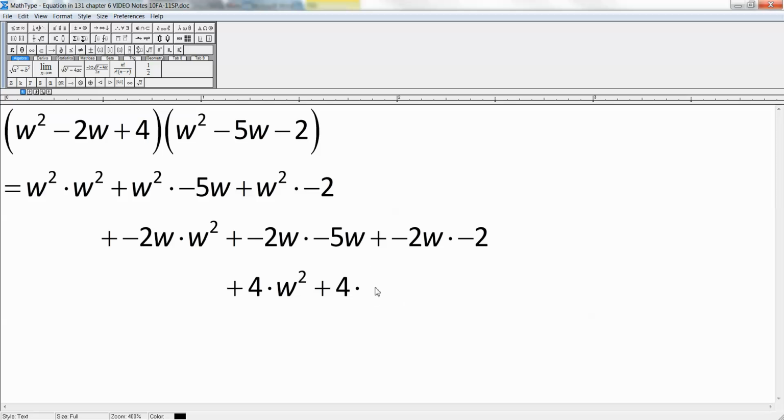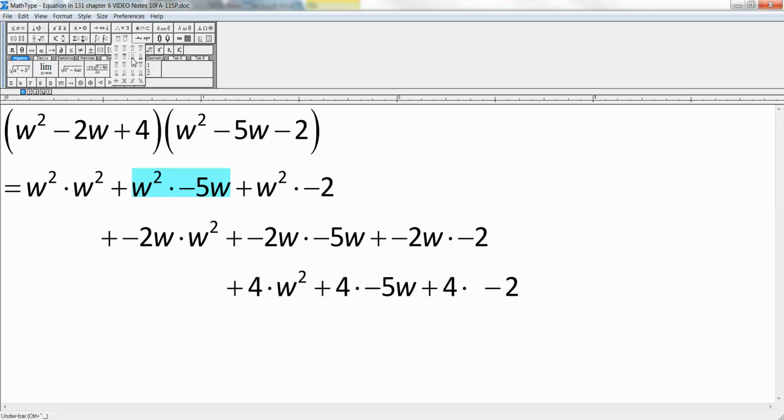I had to pause to fix some things there. Okay, so it's plus 4 times w squared plus 4 times minus 5w plus 4 times negative 2. Now I know what you're thinking. You're thinking, Alana, this is not simpler. Oh, but it is. Let me just show you here.